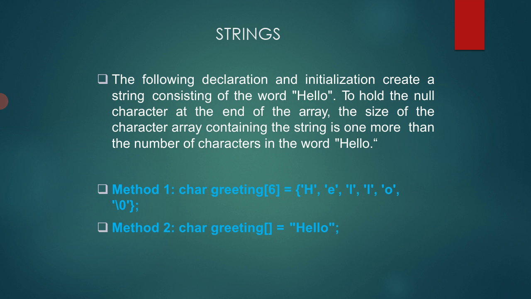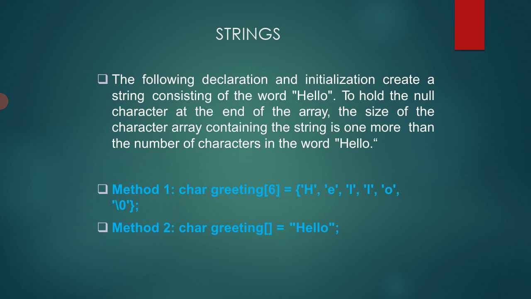Now in the following method, it is given how you have to declare a string. So look at the first example. The first method is char greeting[6]. The name of the array is greeting, the data type is char, and the size of the array is 6. It means we are going to store 6 characters. When you have to write a single character, you write it in single quotes. When you have to write a complete string, you write it in double quotes. HELLO are single characters and the last character is the null.